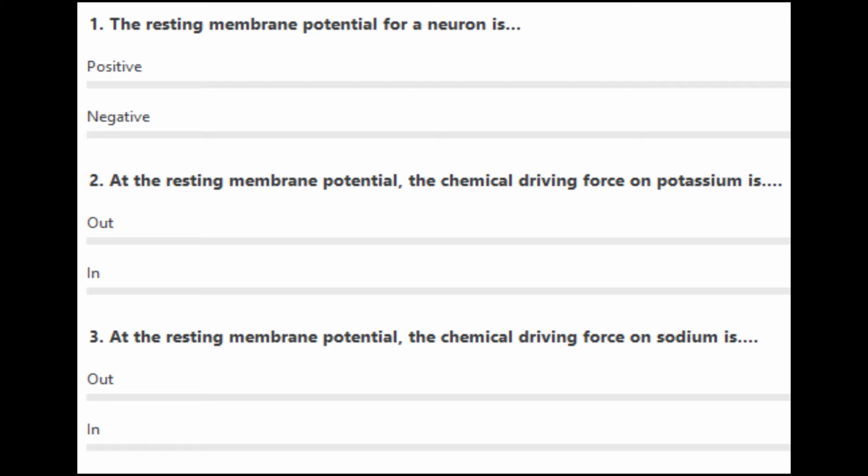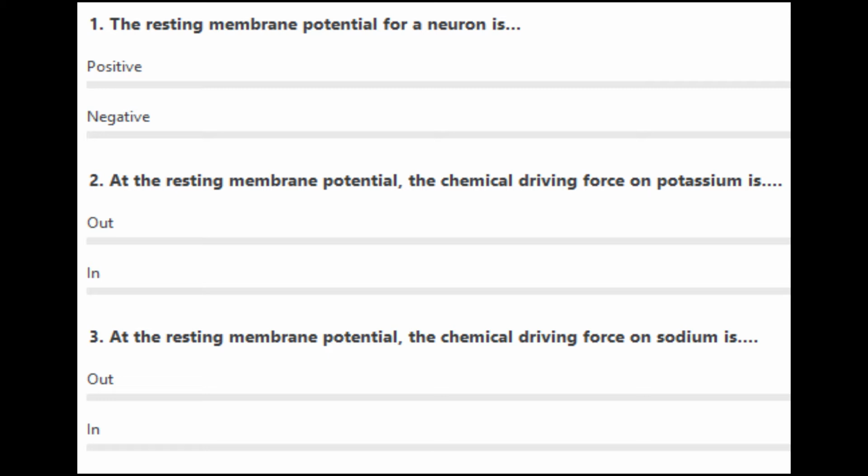Now remember that we have to track the electrochemical force, and that our chemical gradients also make a difference when we see how the ions actually move. But this resting membrane potential always tells us about the electrical component of that force. So for our second question, we're talking about the resting membrane potential. We're thinking about the chemical driving force on potassium.